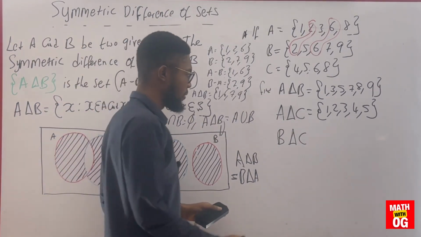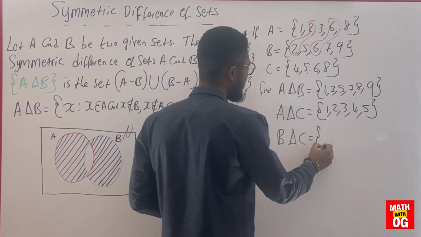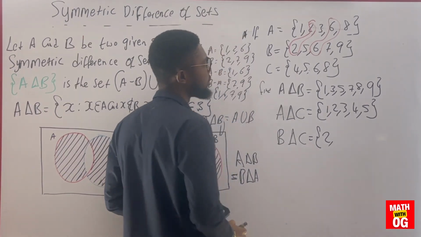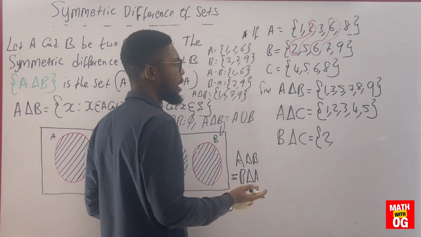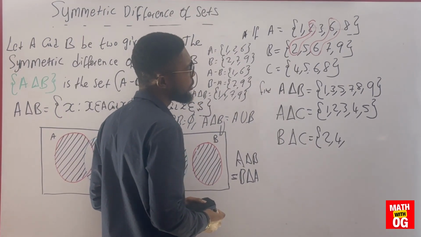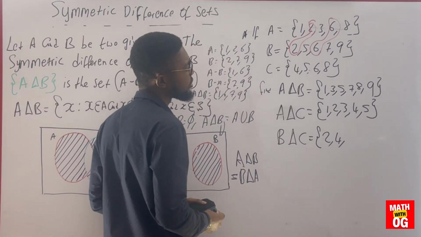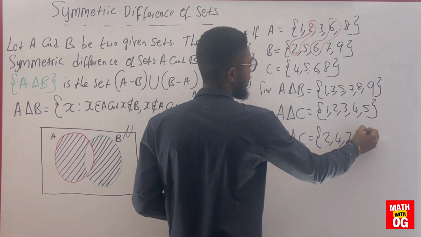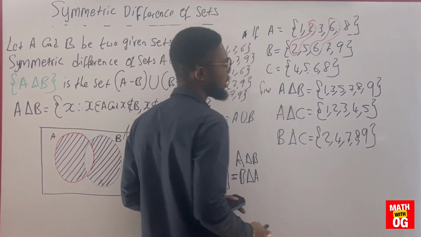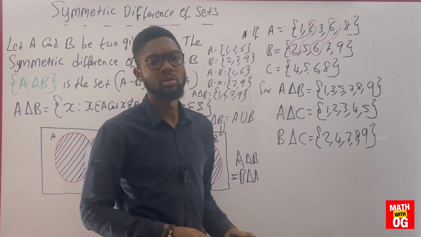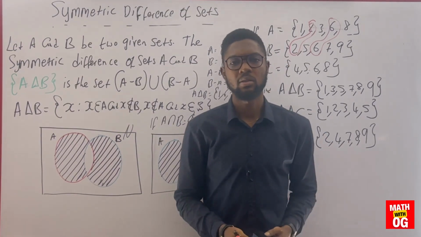Lastly, symmetric difference of B and C. For B and C, I have 2, not common. 5, okay, we have 4, not common. 5 is common. 6 is common. 7, not common. 8, not common. And 9, not common. So that is how you find symmetric difference of two sets.